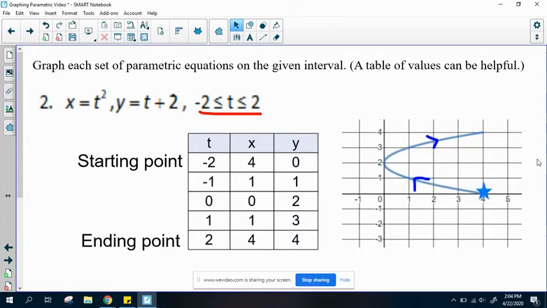Notice it's not a function. You normally wouldn't see this in the regular function world, okay? And it's going in this direction, okay? In a couple more videos, we're going to show you how to actually write the equation and go the other way. But if you were just given it in parametric, it's pretty simple to graph it.